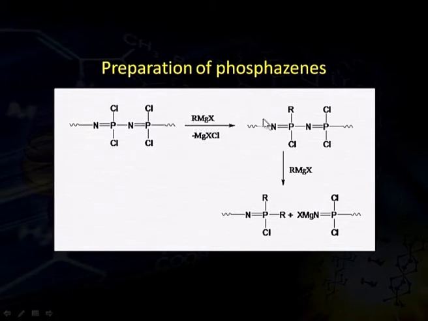If the reaction is carried further, what happens? The bond between the nitrogen and phosphorus gets broken and another R group is introduced here. Now, the third type of phosphazenes, that is the cyclophosphazenes. Coming on to their method of preparation.